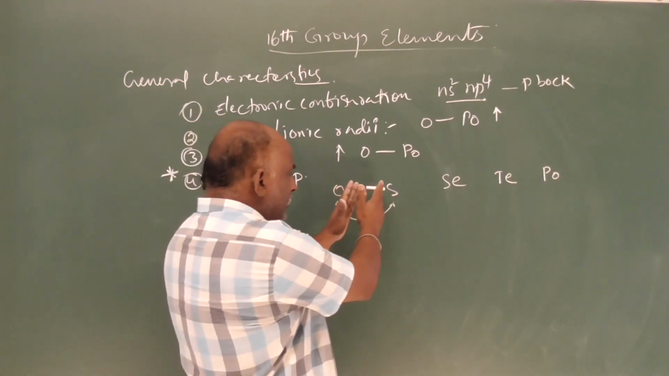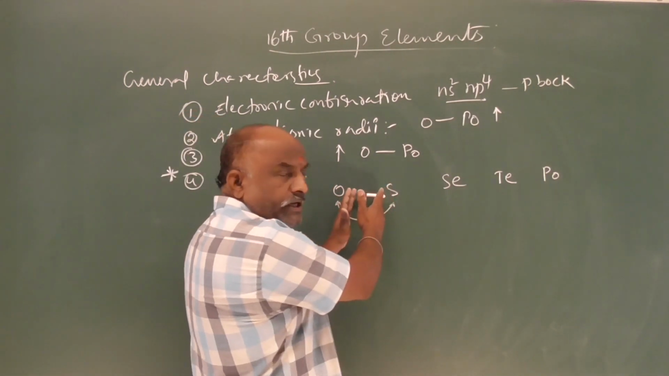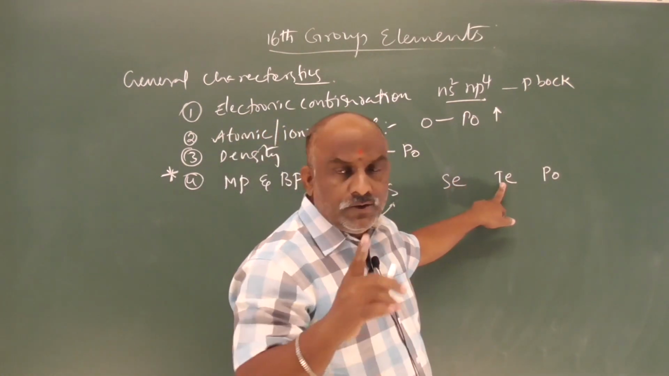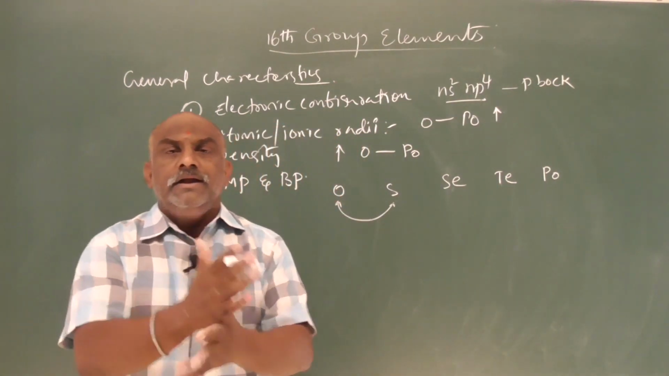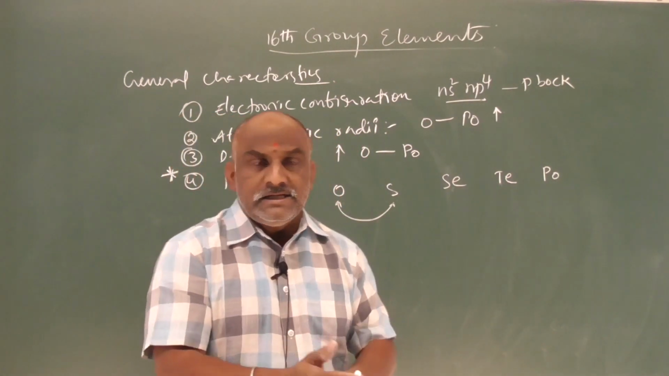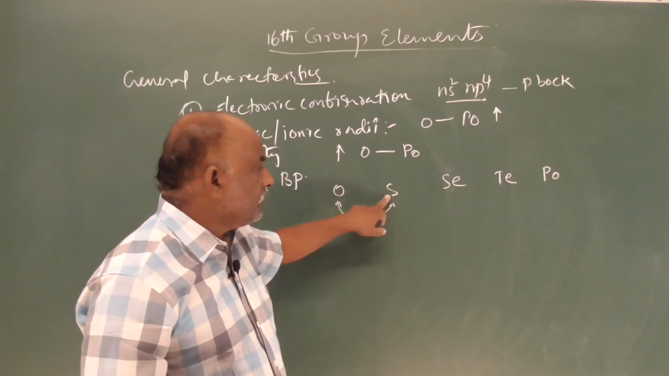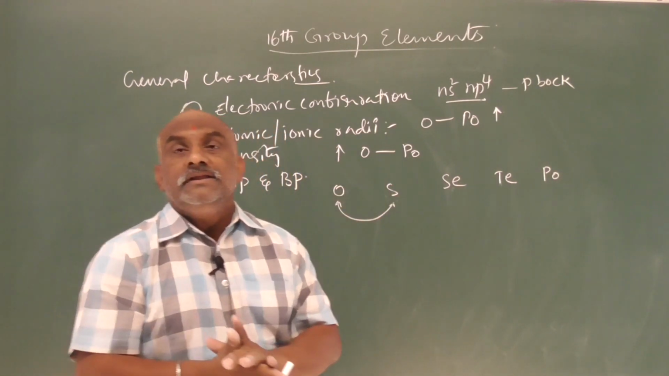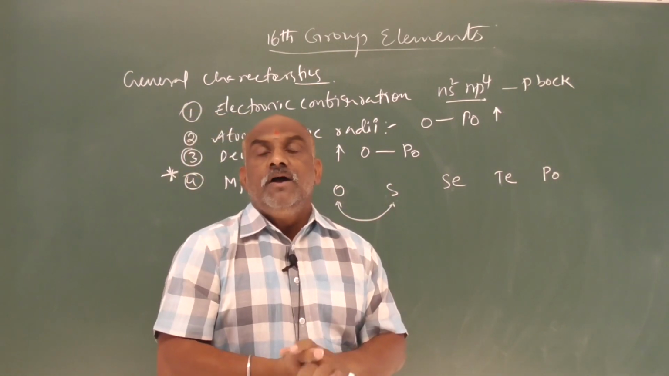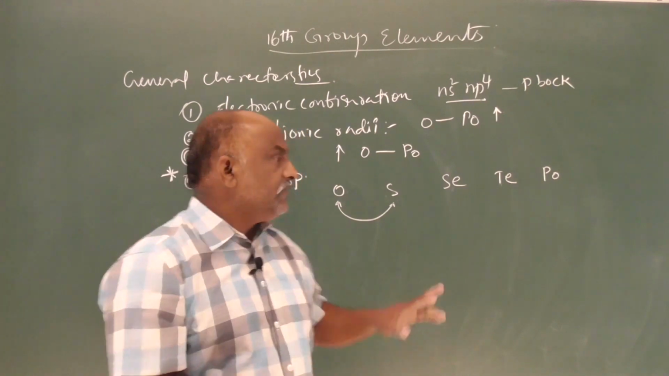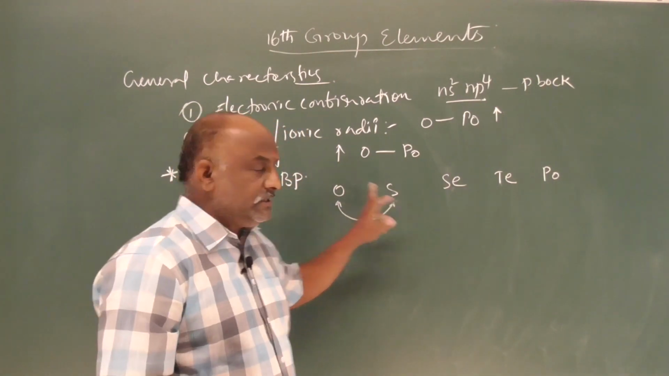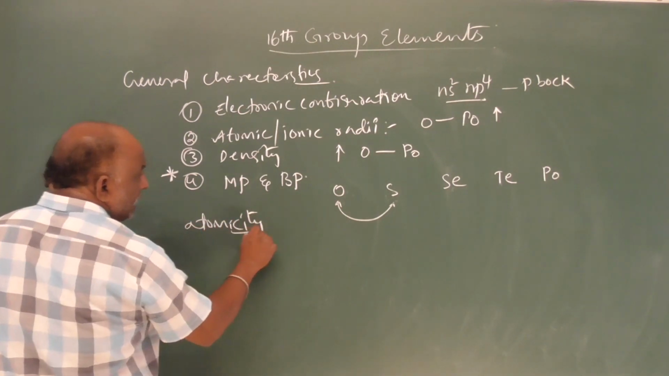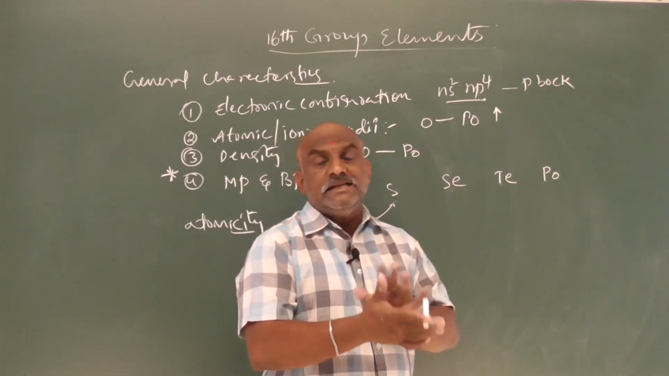Suppose the melting point increased by 4 units from oxygen to sulfur, then from sulfur to selenium 1 unit, selenium to tellurium 1 unit. 1 unit means we observed a regular increase. Instead of that regular increase, from oxygen to sulfur the melting point suddenly jumps. Why did it suddenly jump? This fact was explained in the form of atomicity. What is atomicity? Very important. This is why the melting point suddenly increases from oxygen to sulfur.